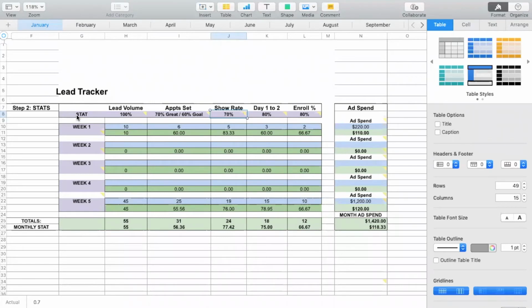70% is the show rate. 80% need to advance from day 1 to your day 2, and then 80% need to enroll. Now, these are the rules of the game you never knew. These are numbers that the 7-figure practices around you figured out, but they're not telling anybody.